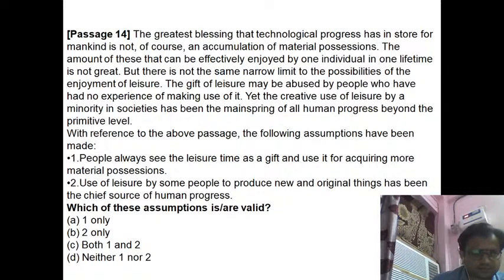Which of these assumptions is valid? We have to answer this question. First one has been given: people always see the leisure time as a gift and use it for acquiring more material possessions. And the second assumption we are given here is: use of leisure by some people to produce new and original things has been the chief source of human progress.